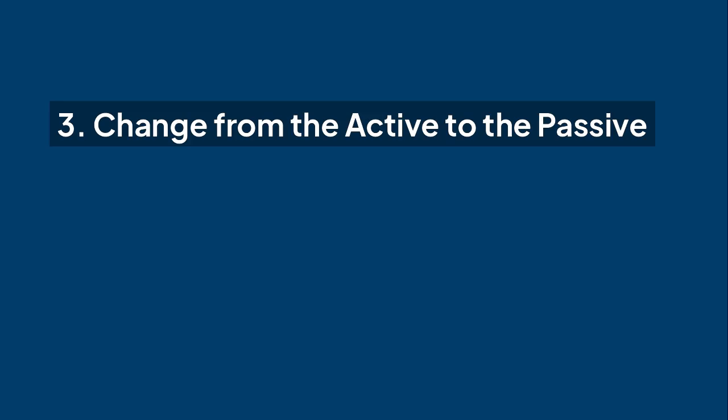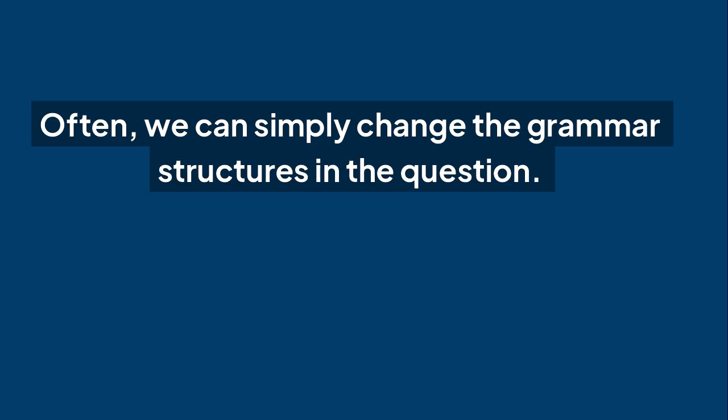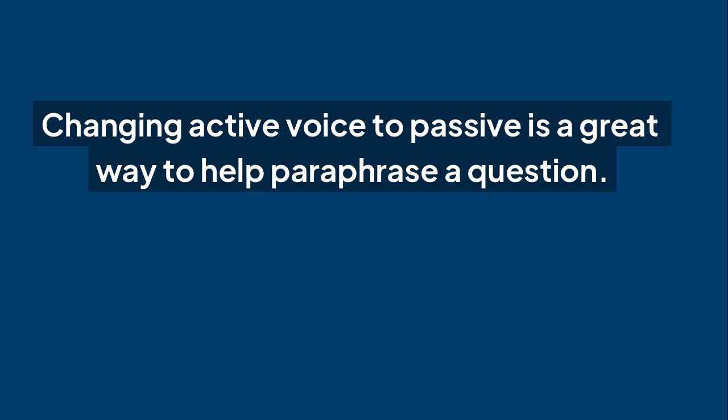3. Change from the active to the passive. Often, we can simply change the grammar structures in the question. Changing active voice to passive is a great way to help paraphrase a question.